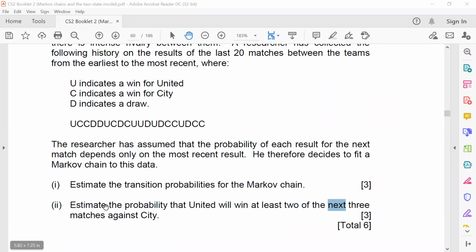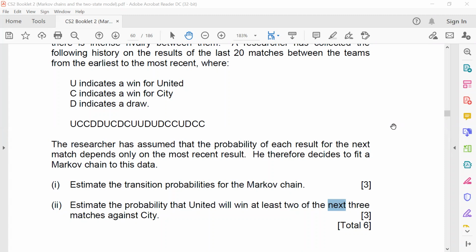Because what they are saying is to estimate the probability that United will win at least two of the next three matches. So we can do all the possible combinations where United is winning two times and City is losing one time, or when United is winning all three times, and City is basically losing all three times. But then that still doesn't explain the importance of this next here. What does this precisely mean?